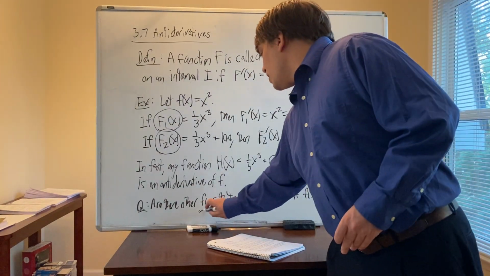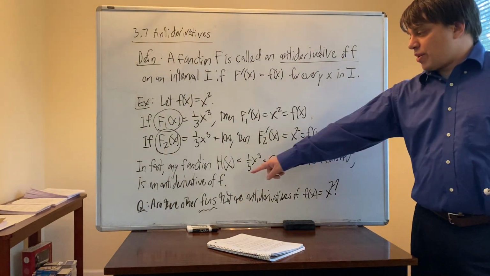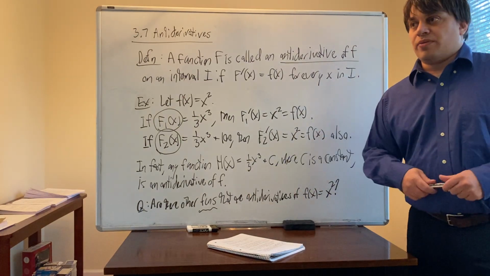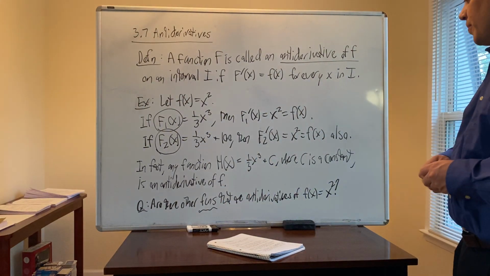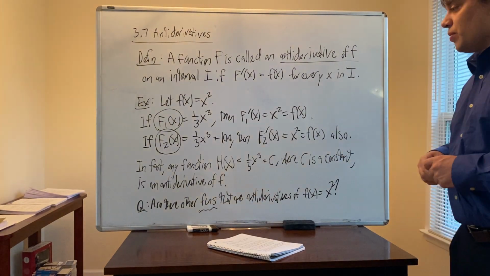And so here, FCNS, that's an abbreviation I have for functions. Sometimes I won't use the word functions, I'll use FCNS as shorthand for the word functions. Okay? So are there other functions that are antiderivatives of little f of x equals x squared?